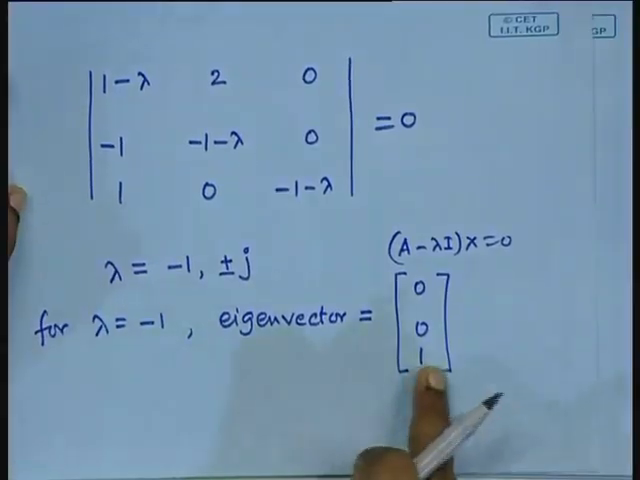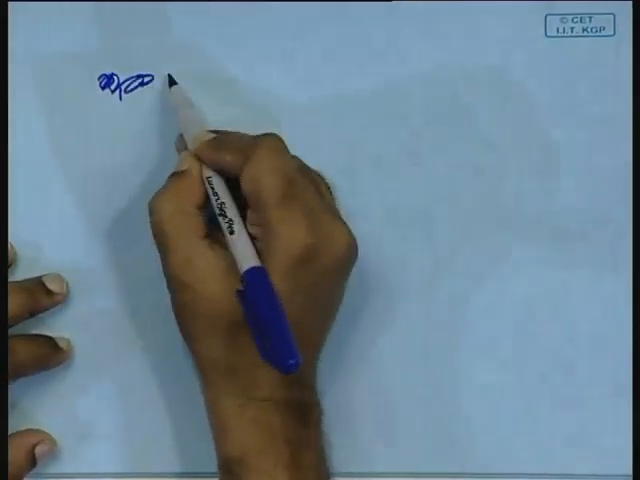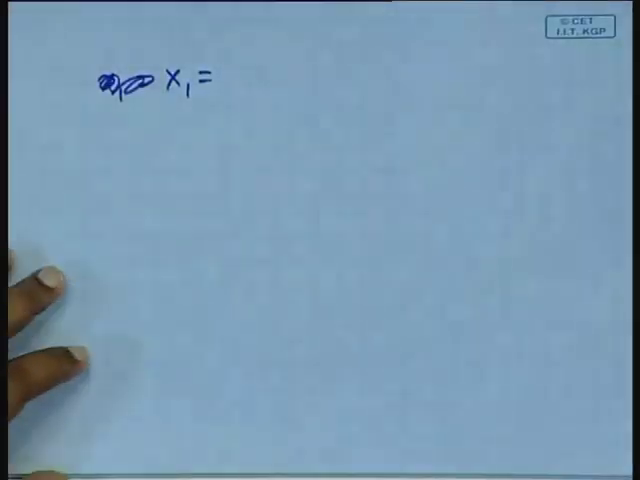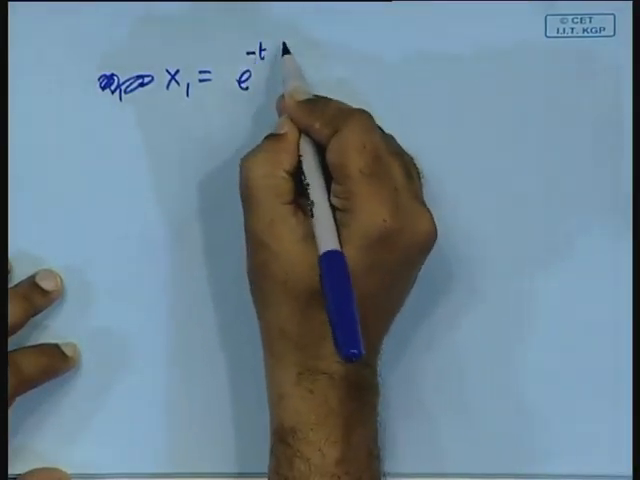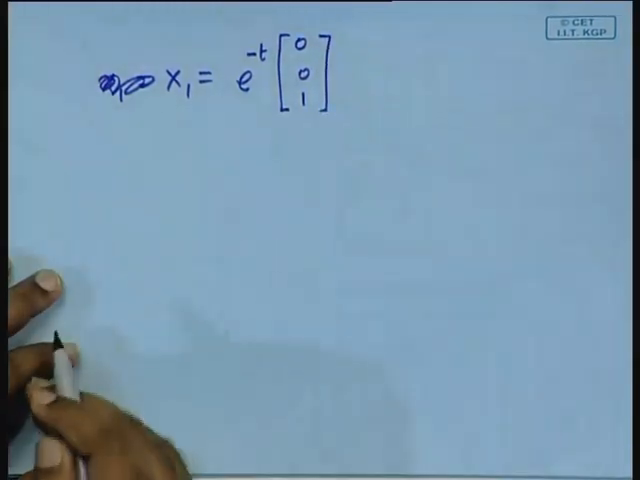If you proceed with this, you have the solution as, for this one it was known, for this one it is that. Fine. So, there are three solutions. I will write capital X1 is equal to, for this eigenvalue and this eigenvector, e to the power minus t times 0 0 1. Fine.